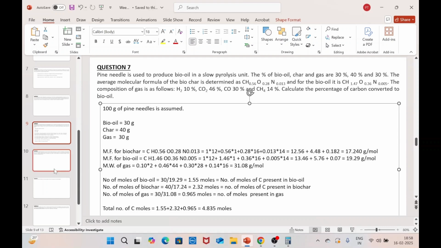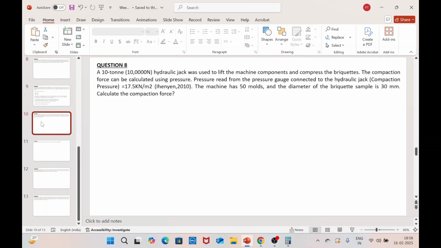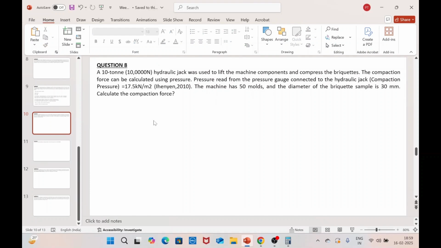So let me progress to the next question. We have around two questions for this particular week and two more which we haven't solved for the week 2 lecture, I believe. Let's see how much we can solve today. Question number 8, very straightforward. A 10-ton hydraulic jack is used to lift machine components and compress the briquettes. Compaction force can be calculated using the pressure. Pressure from the pressure gauge is measured to be 17.5 kilonewton per meter square. The machine has 50 moles, and the diameter of the briquette sample is 30 mm. Calculate the compaction force. It's a straightforward question. If you have anything on the previous question, you can let me know, or please tell me how to solve question number 8.